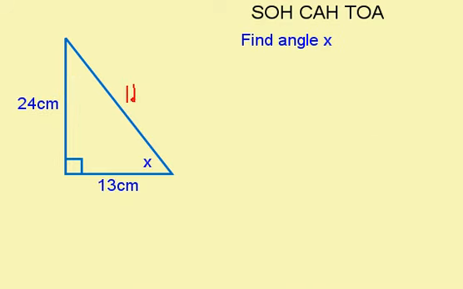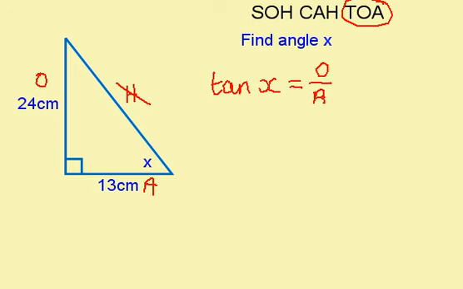Label the sides, H, O, A. We don't need H. This tells us we're using tan. So, tan of X equals O divided by A. Tan of X equals 24 divided by 13.